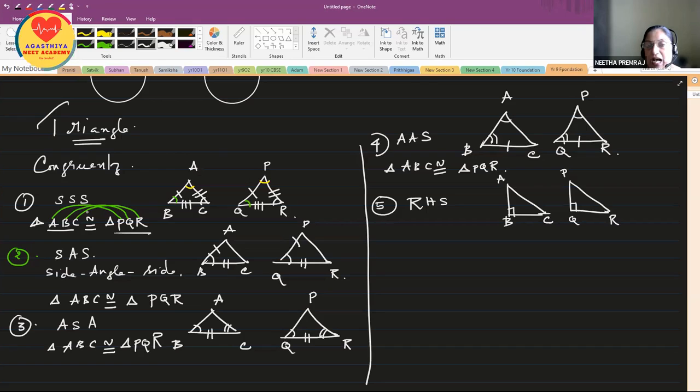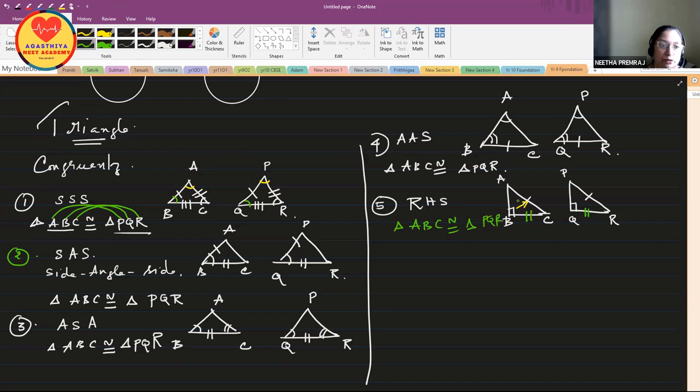So, right angle, hypotenuse. What do you mean by hypotenuse? Two ways you can say: the side which is opposite to 90 degrees is the hypotenuse, or the greatest side in a right angle triangle. Either way you can give. Okay, hypotenuse and a side, it can be any one of the sides. Then by RHS, triangle ABC is congruent to triangle PQR.